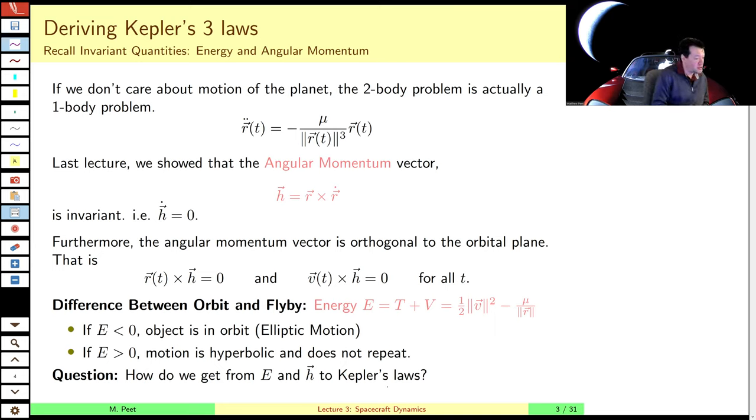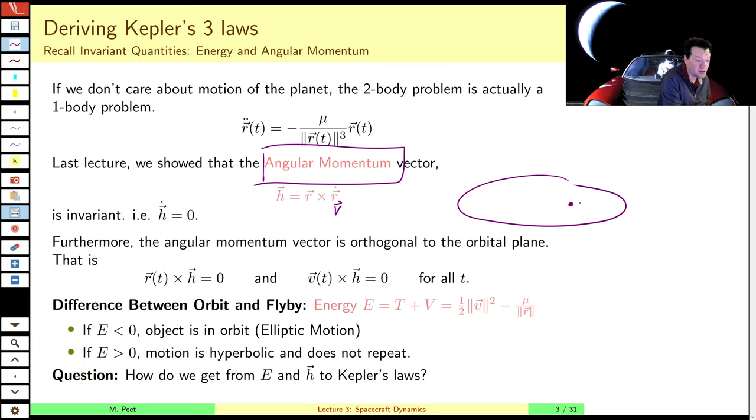So in the last lecture, just as a reminder of what we covered, we proved invariance of two important quantities, specifically angular momentum, which is defined as the cross product of R and V. Right? So here's your motion, here's your central body. That's the position vector. And then the velocity vector is the direction you're going, also known as R dot.